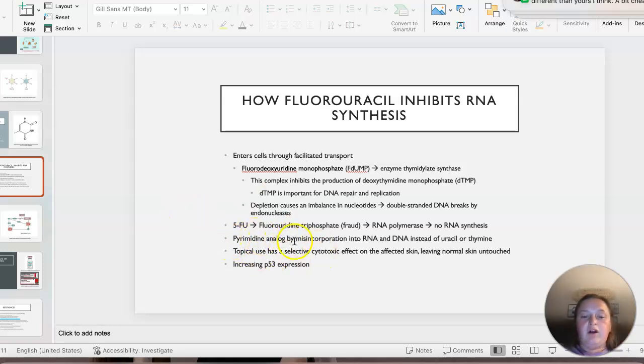It's a pyrimidine analog by misincorporation into RNA and DNA instead of the uracil or thymine. Topical use has a selective cytotoxic effect on the infected skin, leaving normal skin untouched, which is very important for some people. And it also increases p53 expression, which is very important to note, because we've talked about that before in previous weeks.